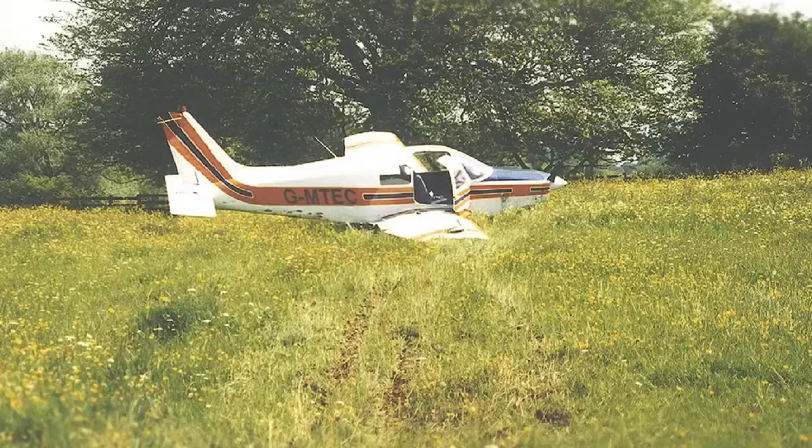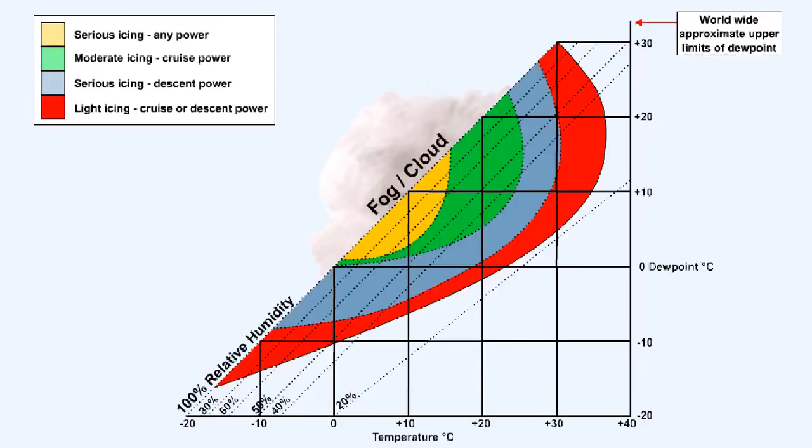The problems of engine induction system icing, particularly on engines which are fitted with carburetors, have been known for some years, but accidents still occur in which this factor has been the primary cause. This diagram shows the range of temperatures and the different power settings within which induction system icing can affect the engine.